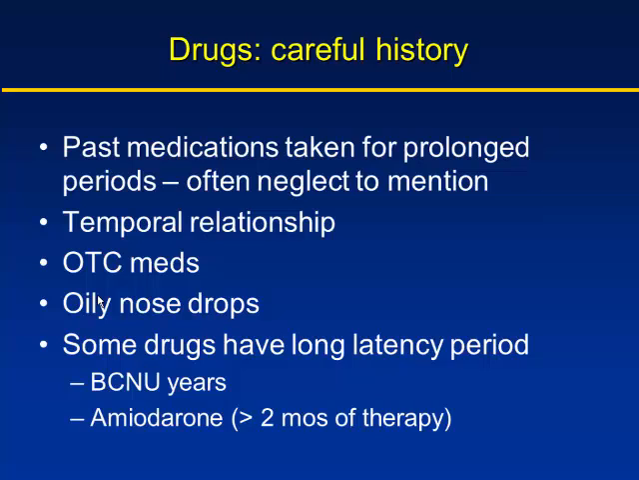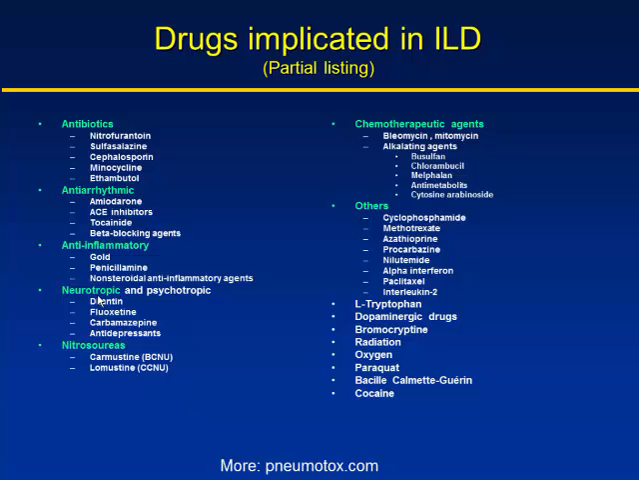Some have a very long latency period. Amiodarone, we talk about that a lot, can happen 2 months after the therapy, and that can be difficult to hone in on. And of course, there's many different drugs that cause it, and it's sometimes easier to split them up into types of drugs. I listed the more common ones here with regards to drugs more commonly associated with interstitial lung processes.